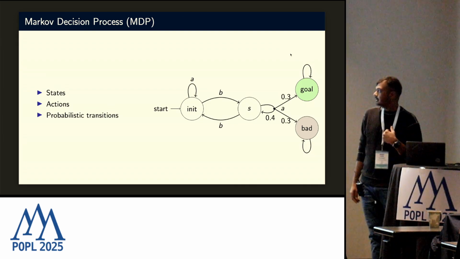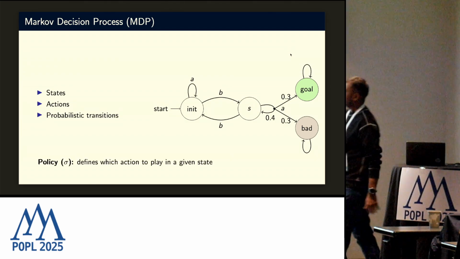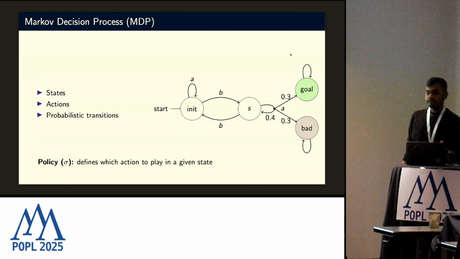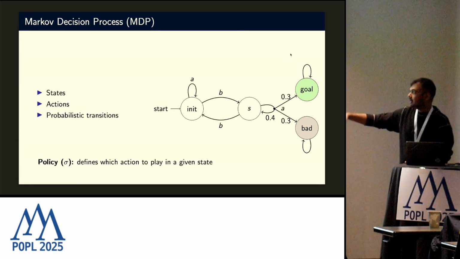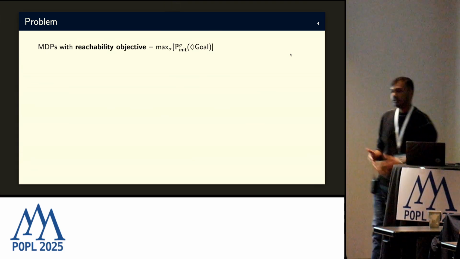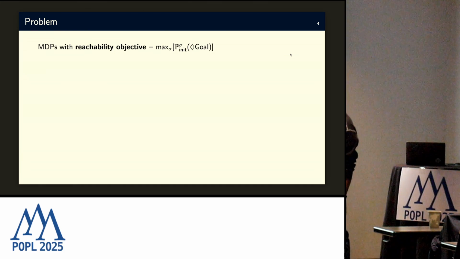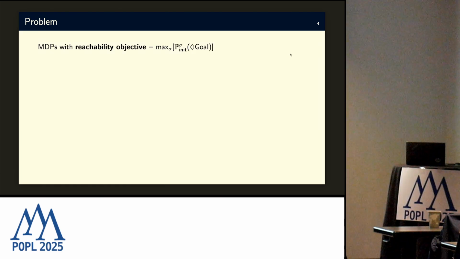Right? And what we are interested in is finding a policy. A policy is, given a state, what action I should play. So essentially, it's a function from state to action. And what we would like to do is to find an optimal policy which optimizes some objective. In this paper, we are focusing on a reachability objective. Essentially, we want to find a policy sigma which optimizes the probability of reaching the goal state. So diamond goal is reaching the set of goal states if we start from the initial state.